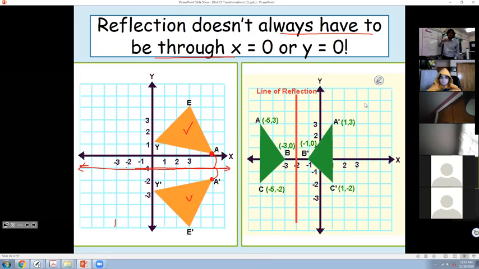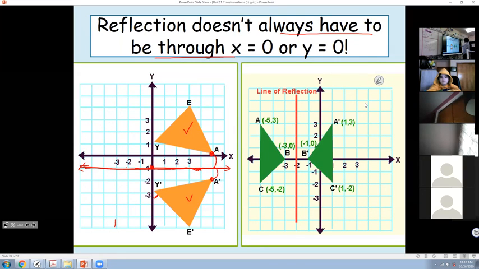You can also check the other coordinate. How about this one? How many units is this one away from the mirror? 1 or 2? Two. Then go 2 units down. 1, 2. Is it the right spot? Yes. So the line of symmetry is this one.